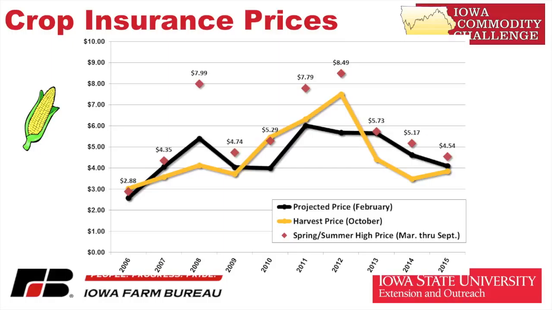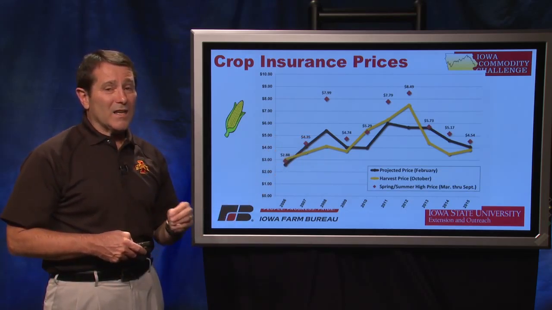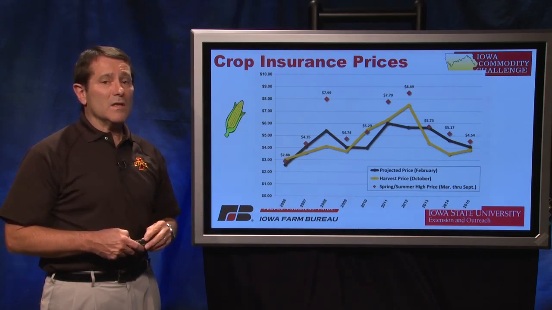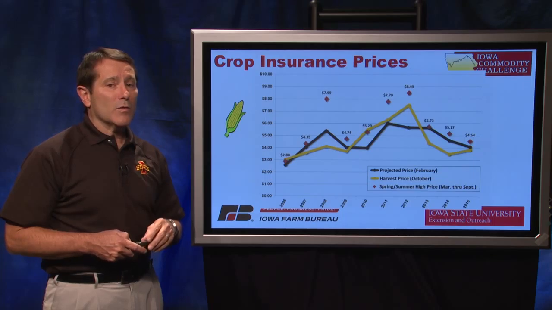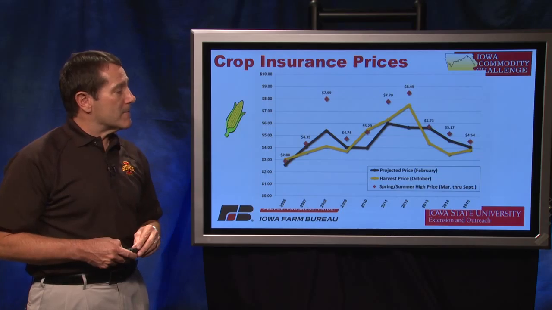And what you'll see is that in 8 of those 10 years, the December corn futures price was actually higher than the harvest price. This should be an incentive to say that I can incorporate crop insurance revenue protection into a pre-harvest marketing plan, and again, reduce some of the price risk that I have.